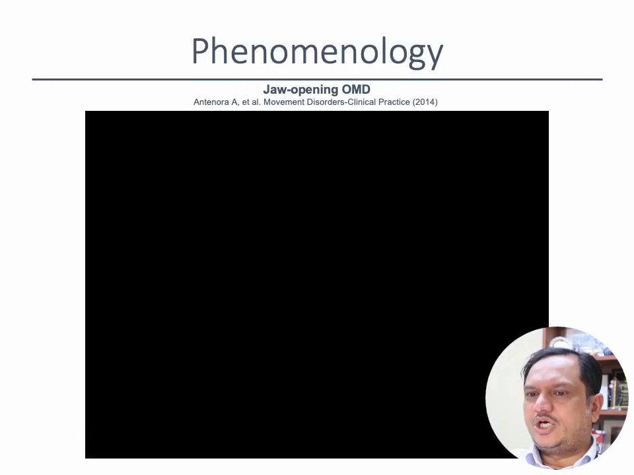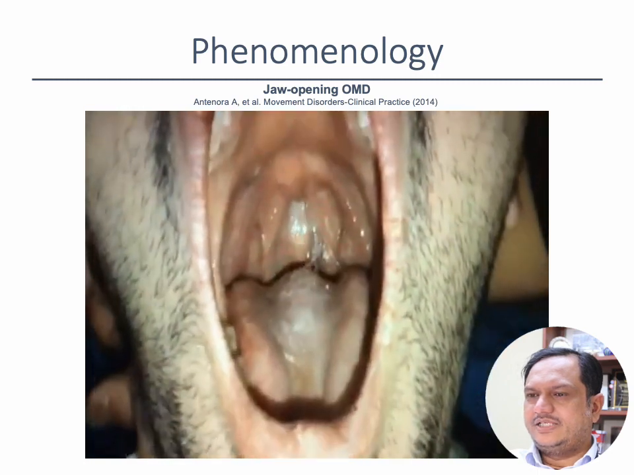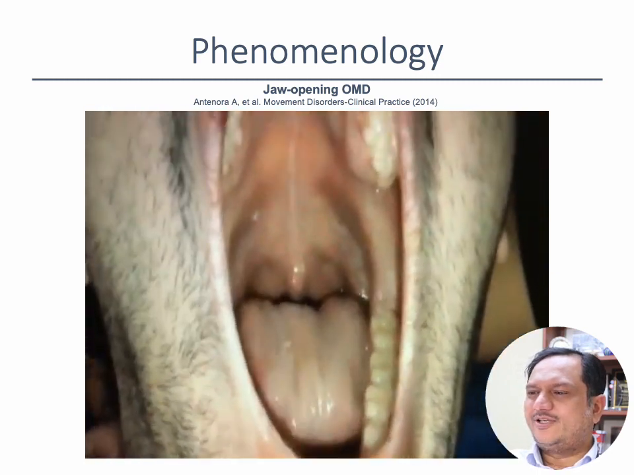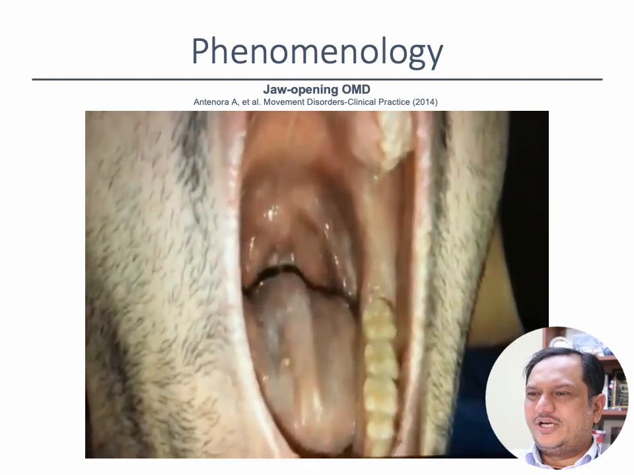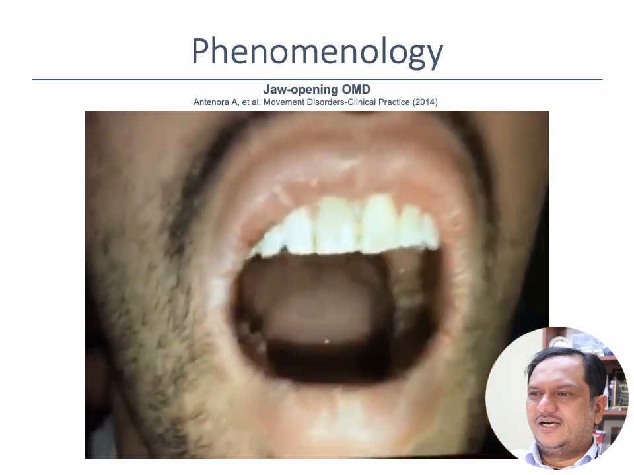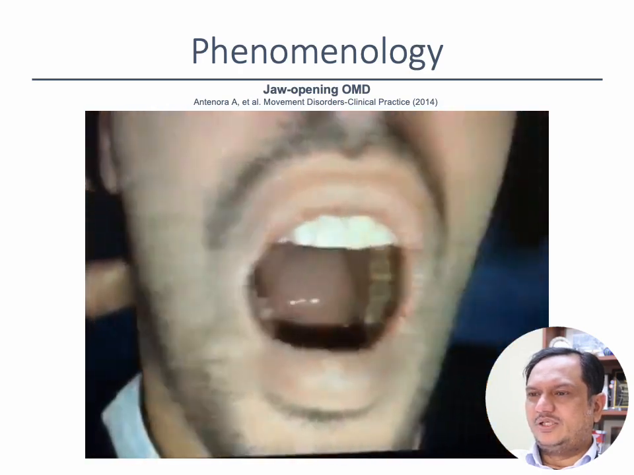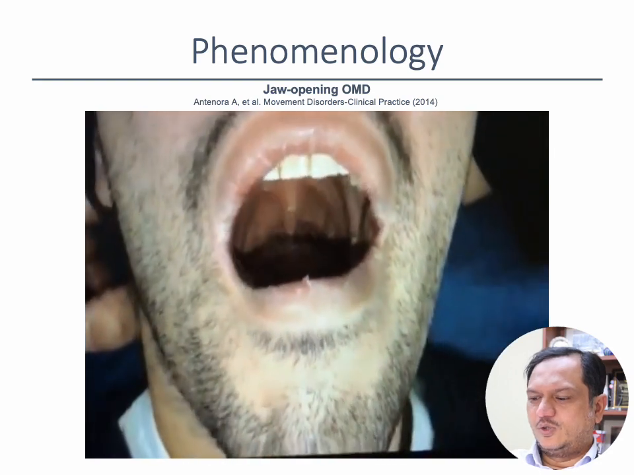Here is a patient with jaw opening dystonia. Patient has his mouth open. The camera is maybe a little too close, but the point is to show how aggressively the jaw is open, and the patient is hurting because the muscles are really pulling his jaw out, and he's having trouble keeping his jaw closed.